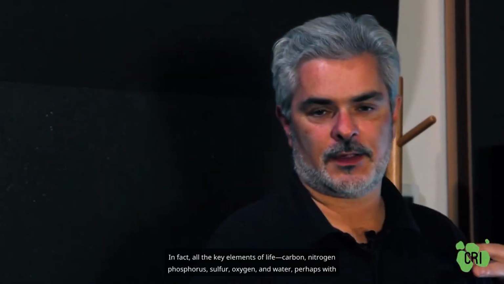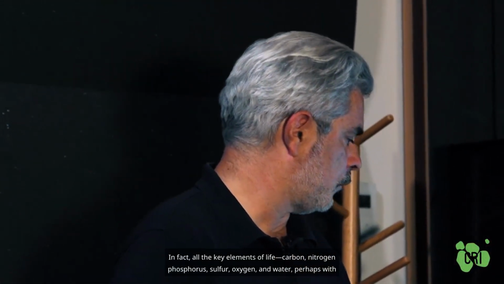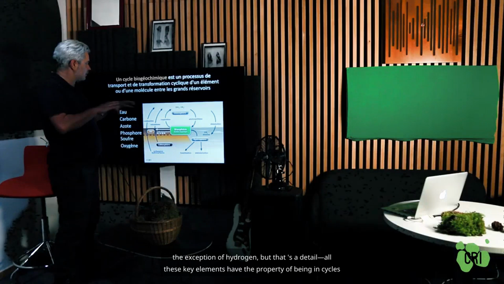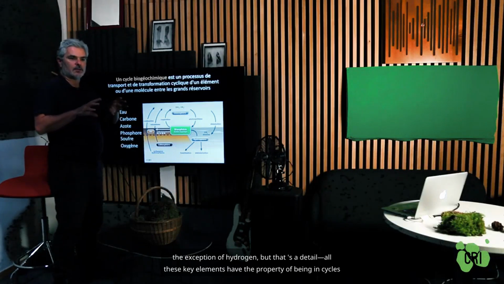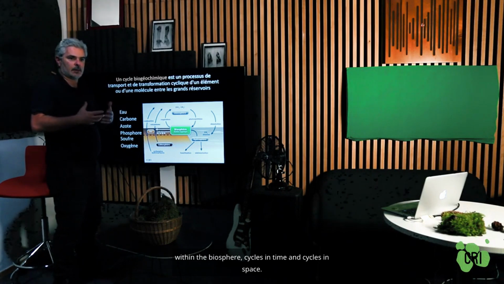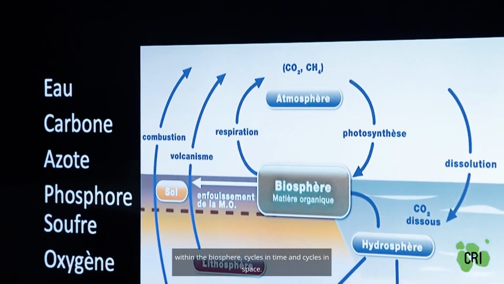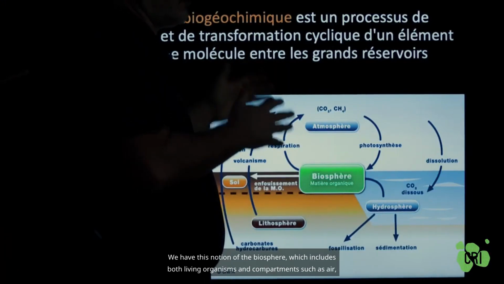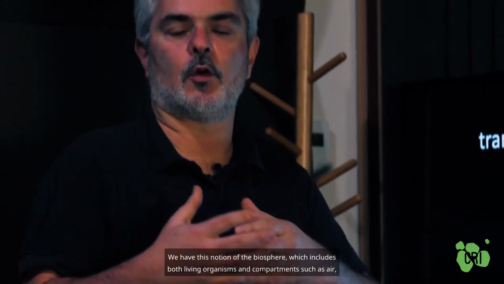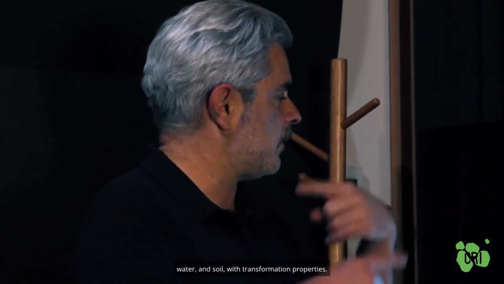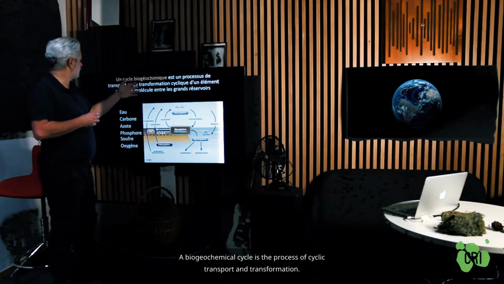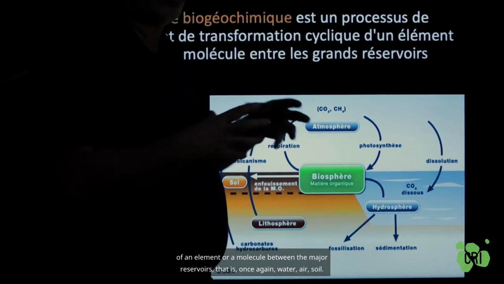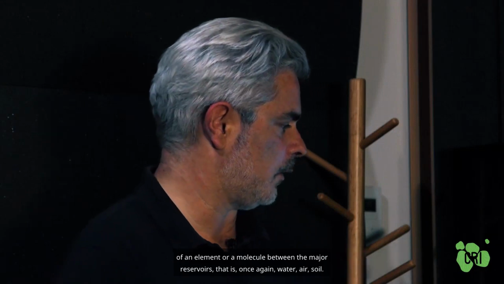In fact, all the key elements of life, carbon, nitrogen, phosphorus, sulfur, oxygen, and water, perhaps with the exception of hydrogen, but that's a detail, all these key elements have the property of being in cycles within the biosphere, cycles in time and cycles in space, and they define what are called biogeochemical cycles. We have this notion of the biosphere, which includes both living organisms and compartments, such as air, water, and soil, with transformation properties. A biogeochemical cycle is the process of cyclic transport and transformation of an element or a molecule between the major reservoirs, that is, once again, water, air, soil.